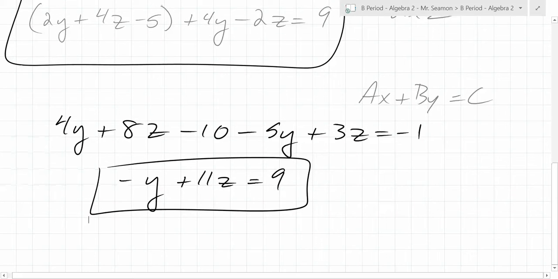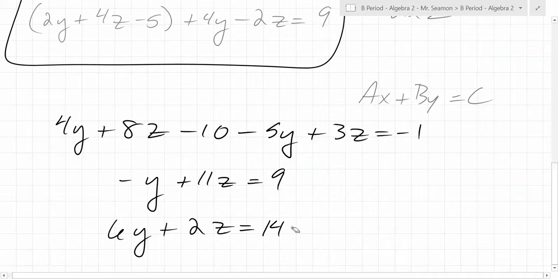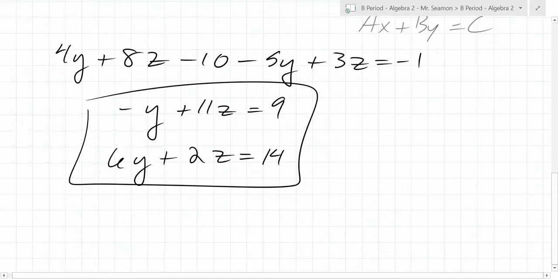Was our second equation actually okay? Yes. How many y's was it? 6y plus 2z is equal to what? 14. Absolutely. Good. So now, what method would you like to use? Elimination. What do you want to multiply the top one by? Let's just multiply by 6.